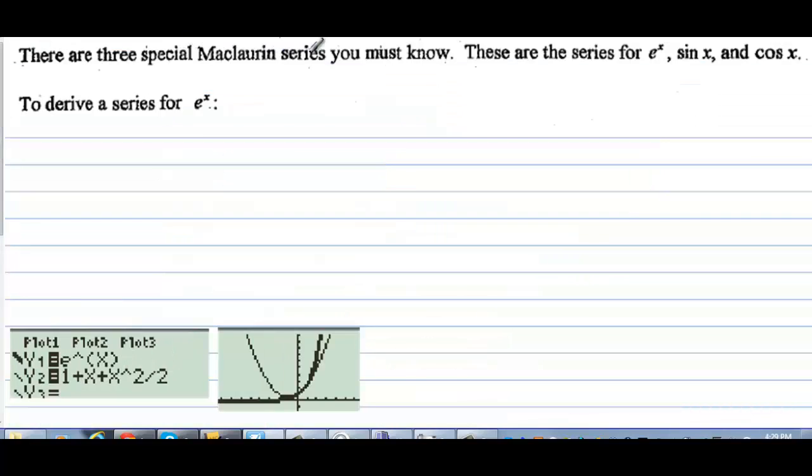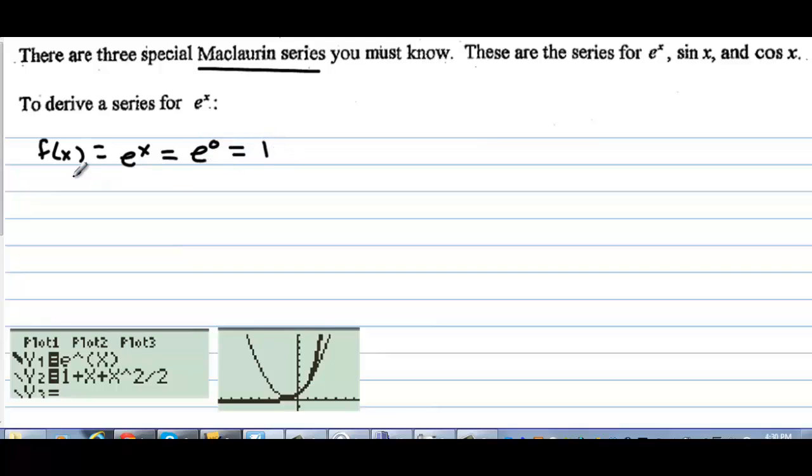There are 3 special Maclaurin series you must know. These are the series for e to the x, sine of x, and cosine of x. To derive a series for e to the x, we do f of x is equal to e to the x, and we're doing Maclaurin series for these. That's what you have to memorize.